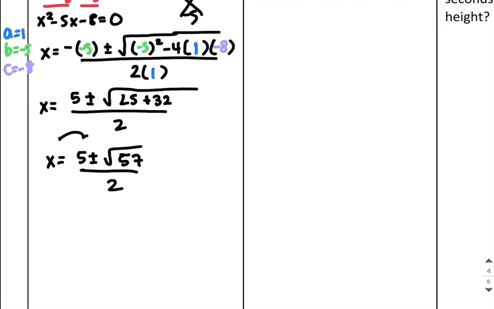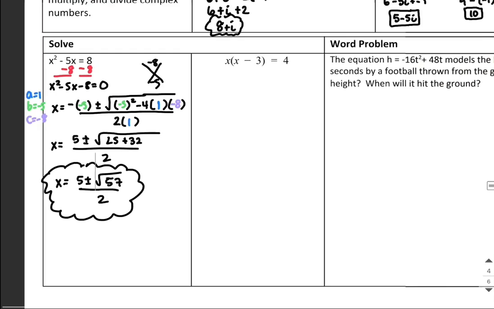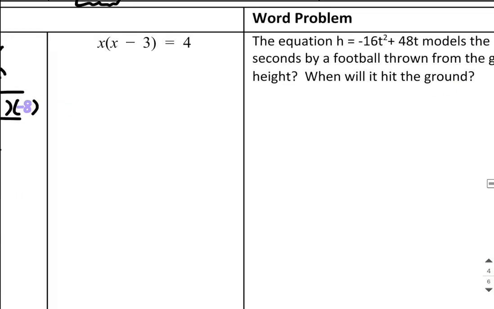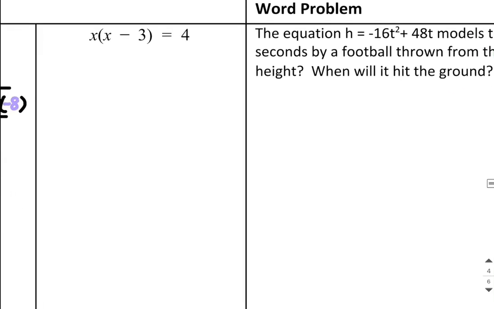I can't simplify that, so I leave it alone, and this is my answer, or these are my answers, because there's two answers there, because I have plus or minus. For the second one here, I still want it in the same form with everything on one side. First thing I'm gonna have to do here is distribute that x.